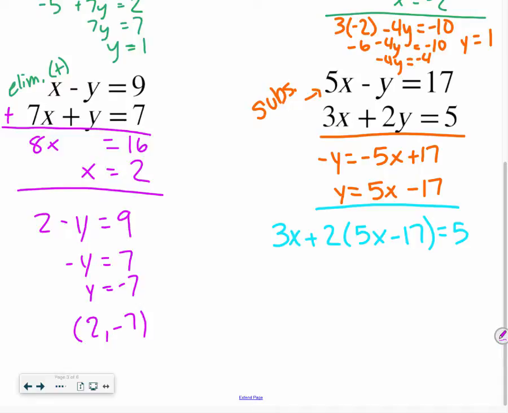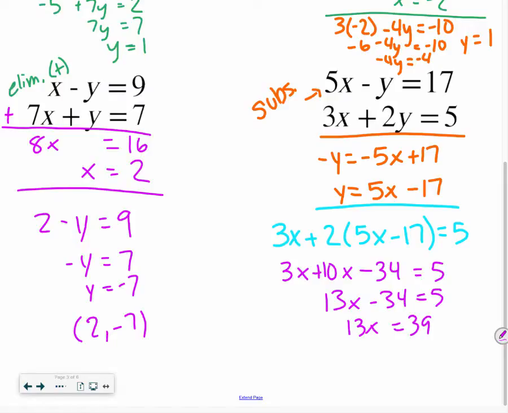And now I keep solving from there. So I have 3x plus 10x minus 34 equals 5, or 13x minus 34 equals 5, 13x equals 39, x equals 3. And then I just have to replug that back in, so I have 5 times 3, so 15 minus 17, that means that we have y equals negative 2. Our answer is 3, negative 2.